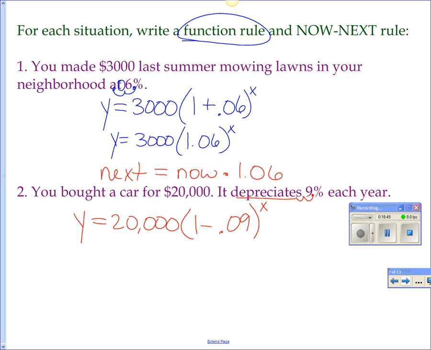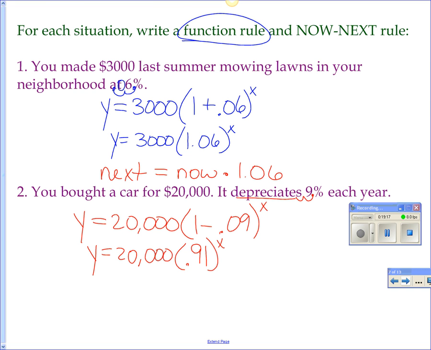All right, guys, we need to go ahead and subtract those. You type that in your calculator, just 1 minus 0.09. You're just typing in that little bit in your calculator. So it's going to be y equals 20,000. What do you get when you subtract those 2 numbers? 0.91 to the x. So you do have to do that one step.